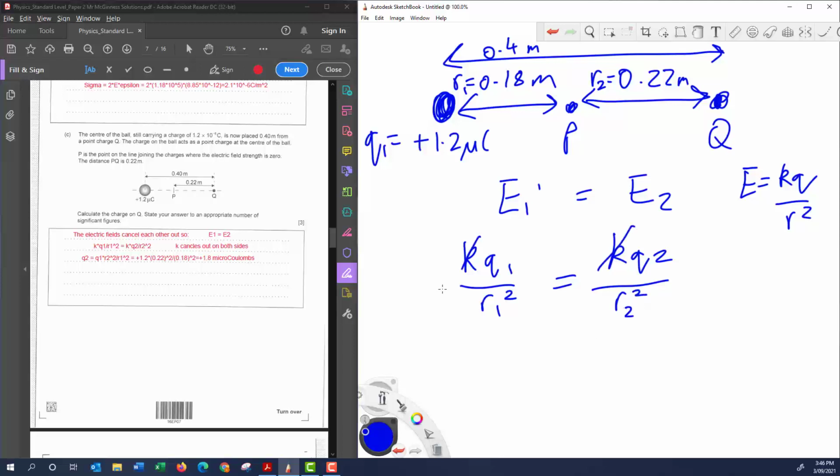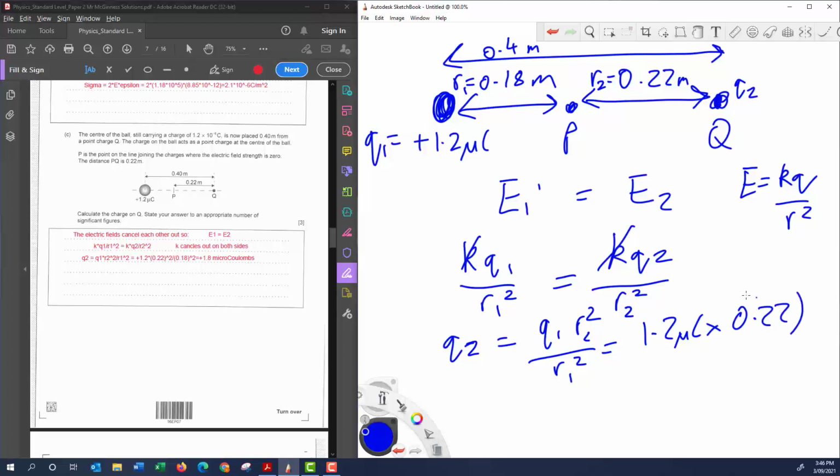Now, the K's cancel out here, which is nice, and I want to figure out what this charge Q2 is. What is the charge at big Q over here? That's my Q2. If I do some rearranging, multiplying this up to the other side, Q2 is going to be equal to Q1 R2 squared divided by R1 squared. So in this case, that's 1.2 microcoulombs multiplied by 0.22 all squared divided by 0.18 all squared. If I put that in the calculator, I get plus 1.8 microcoulombs. I just put in the plus here to make sure they knew that I knew it was a positive charge. So that's in microcoulombs.